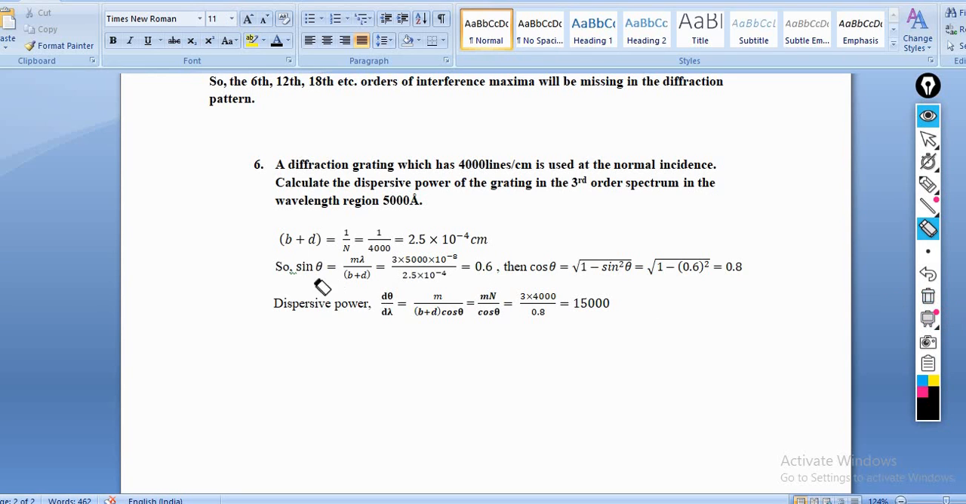When you have sine theta 0.6, one can easily calculate cos theta. In this formula you have to put the value of cos theta, so from sine theta you need to find cos theta. We know sine square theta plus cos square theta is equal to 1, so cos theta can be written as the square root of 1 minus sine square theta. Put this value in and you get it. Now put it back in the formula. The order m is known, in this case it is given as 3. N, the number of grating lines, is also given, and the theta value and cos theta we have already calculated. Put this back and you will get the dispersion.